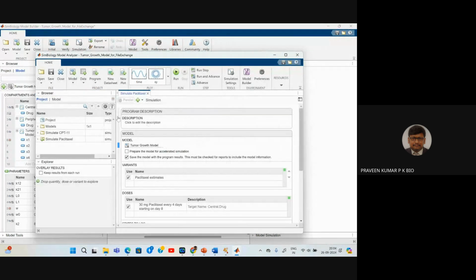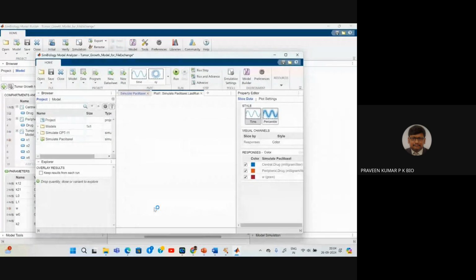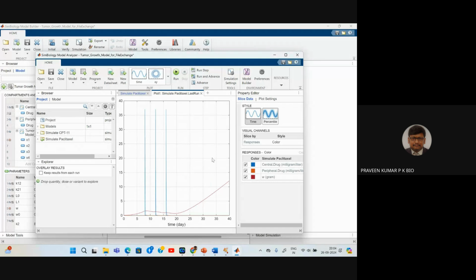There is an option called Model Analyzer. After opening that model, I click this Model Analyzer and click run. Now you are going to get a kind of curve for the default values fed in the sample. They have given paclitaxel, a drug used for the treatment of cancer, for breast cancer. If 30 milligrams of paclitaxel is given, after 8 days, how can you find the efficacy? Not only that, they have tried for 40 days.